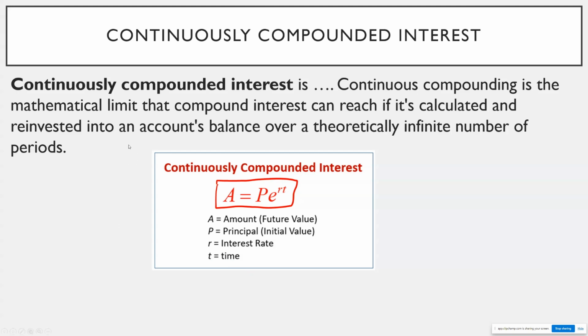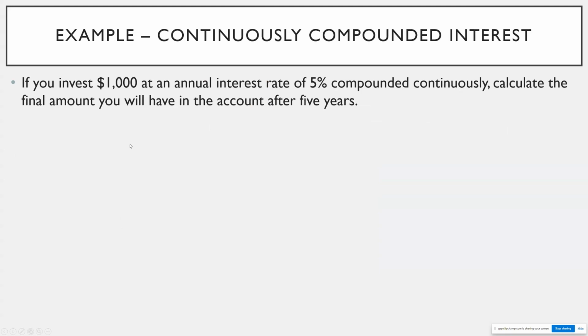All right, so let's work an example. Suppose you invest $1,000 at an annual interest rate of 5% compounded continuously. Whenever you see a problem that involves compounded continuously, you're going to use this formula: A is equal to P times E raised to the R times T power. Calculate the final amount. This is what we want to find, A, you will have in the account after 5 years.